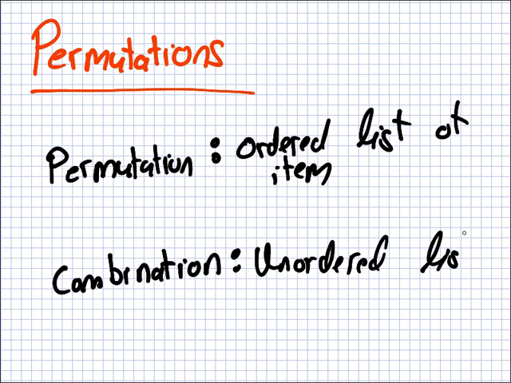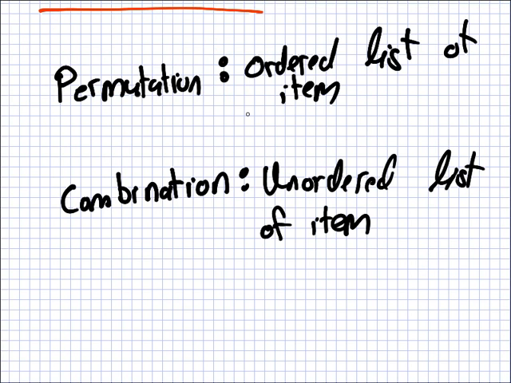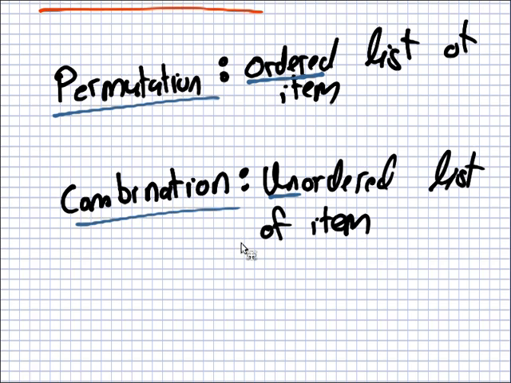An unordered list of items. So what I mean when I say unordered is that it's a little bit like a set, that you don't distinguish between two lists that have the same members but are written in a different order. The key thing here is the one where you care about the order is the permutation, and the one where you don't is the combination. So let's have a look at some examples.